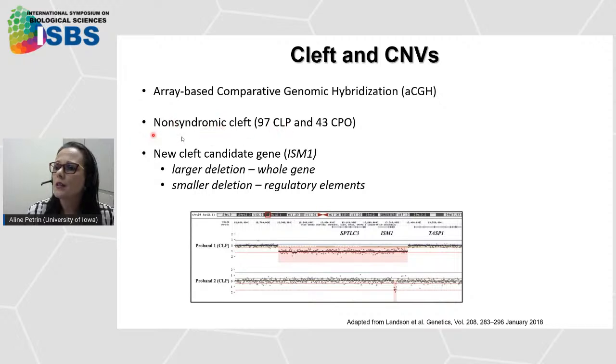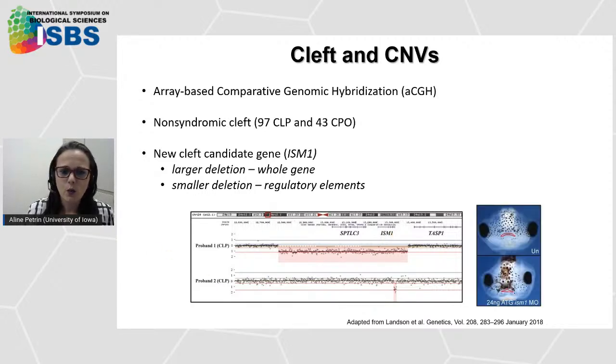we hybridized samples from 97 cleft lip and palate cases and 43 cleft palate only, and we discovered a new candidate gene for clefting. We had 2 patients with this deletion, one a very large deletion, which didn't really tell us which gene it was because there were 2 genes included there. But then we had a second patient that narrowed down our region of interest to this gene, ISL1.